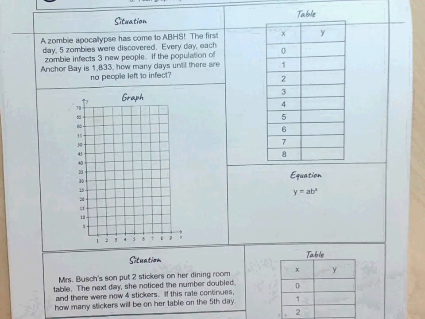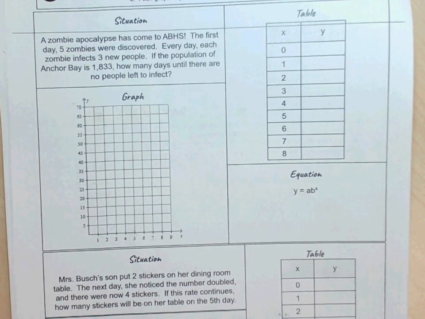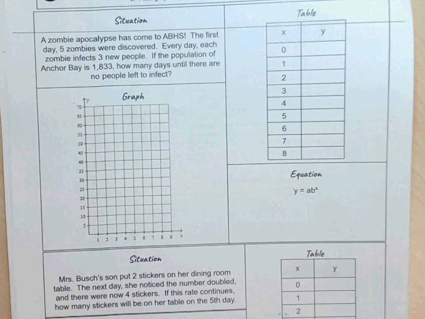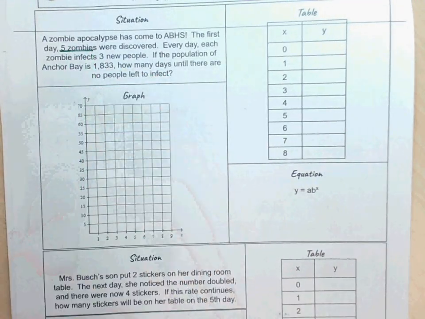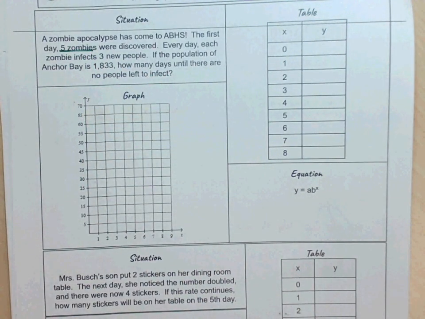Okay, so I'm going to read this to you. A zombie apocalypse has come to Anchor Bay High School. The first day, 5 zombies were discovered. Every day, each zombie infects 3 new people. If the population of Anchor Bay is 1,833, how many days until there are no people left to infect?